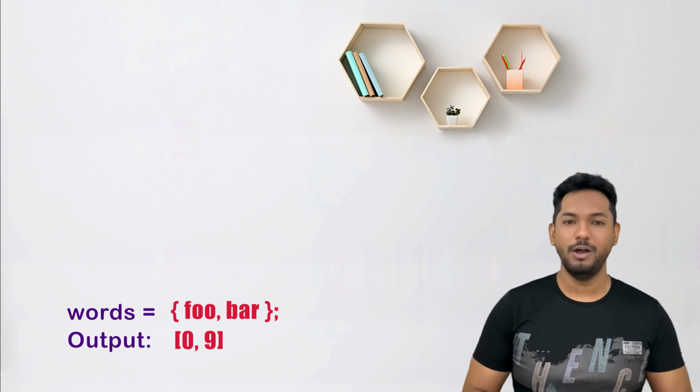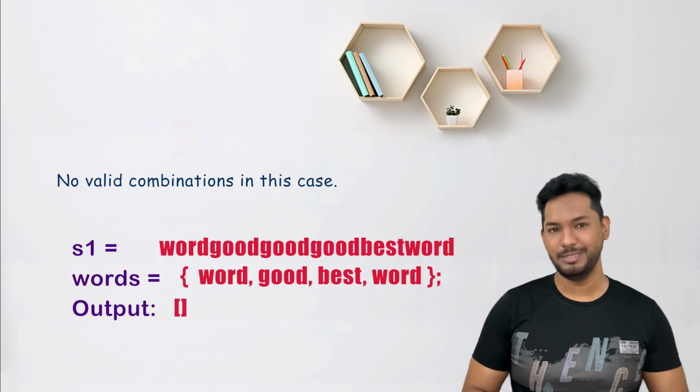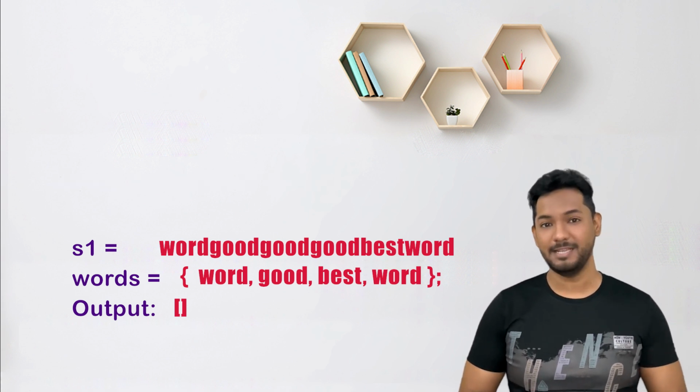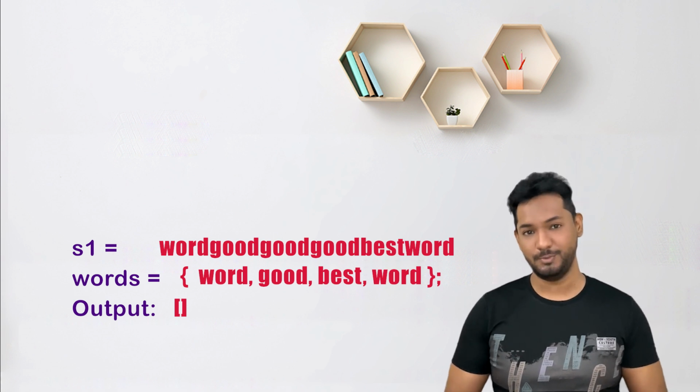Pretty cool, right? On the other hand, if S is equal to this and words equal to word, good, bashed, word, there is no valid substring, so the output is an empty list.